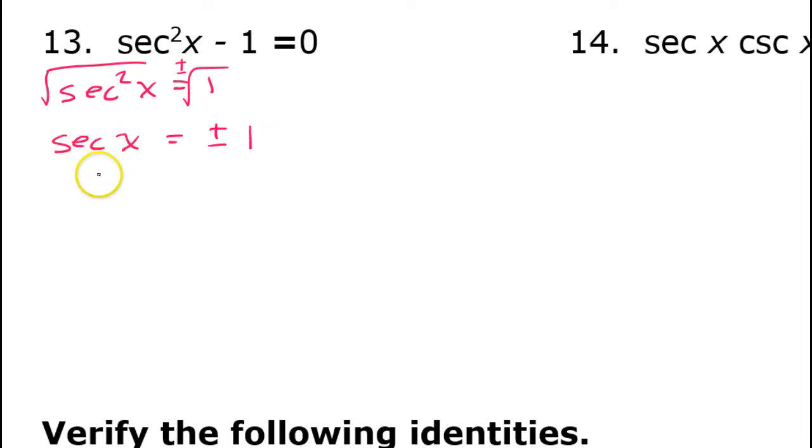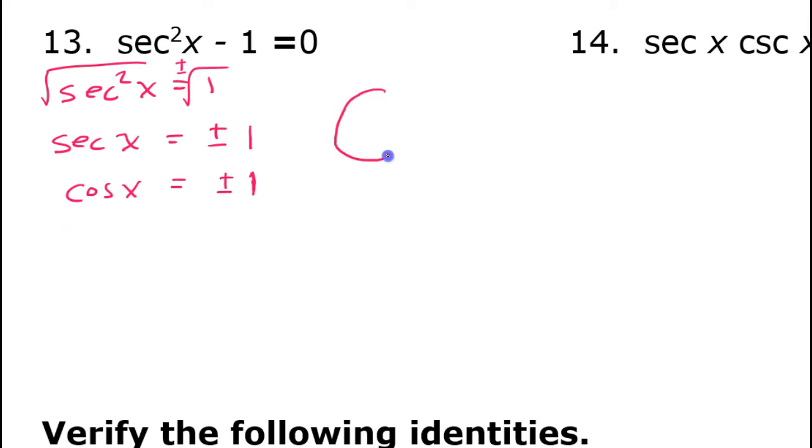So that's going to give me cosine x is equal to plus or minus 1. The reciprocal of 1 is 1, and the reciprocal of negative 1 is still negative 1, so this doesn't change. Okay, so what do we have here?